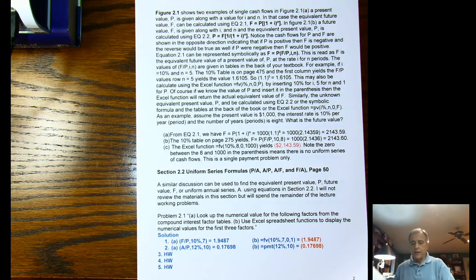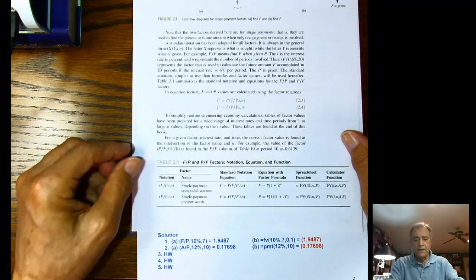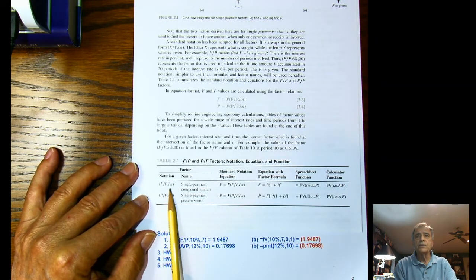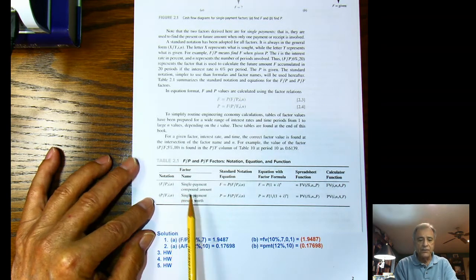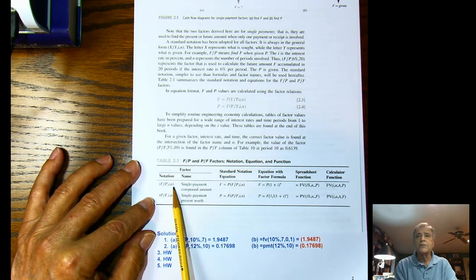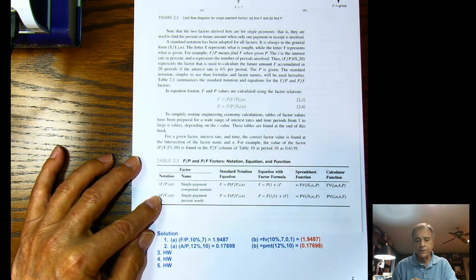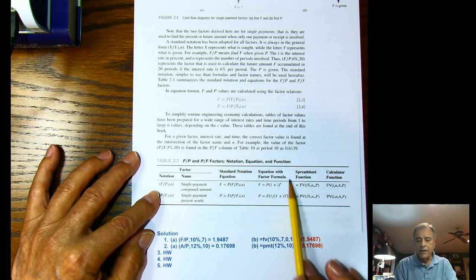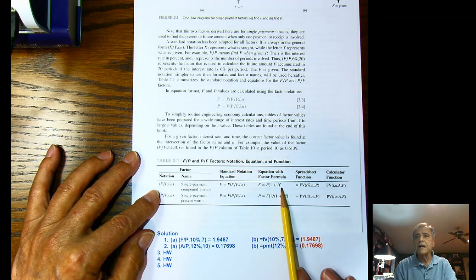The author also discusses on the bottom of the page, and I think it's worth noting here, page 45, he shows you that the symbolic form, the notation we normally use for equation 2.1 is F slash P comma I comma n, or find F given P at rate I for n periods. That's the single payment compound amount factor. And so that's kind of our standard notation. In equation or formula format, it's F is equal to P times (1 plus I) to the n.